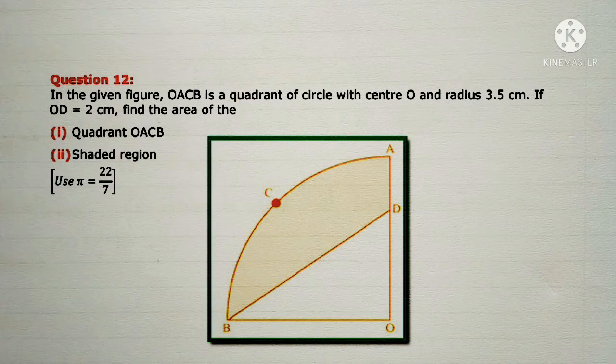First of all, find the area of the quadrant, and second, find the shaded region. This one is a very simple question. We have to find the quadrant as well as the shaded region here. So let's see how we can do this.